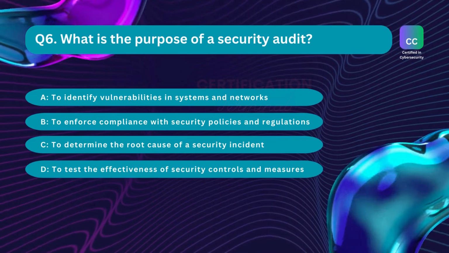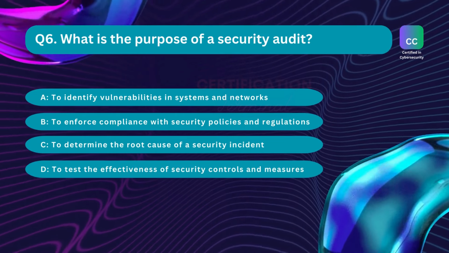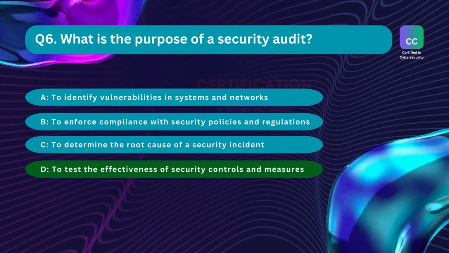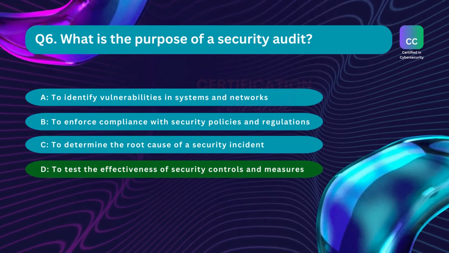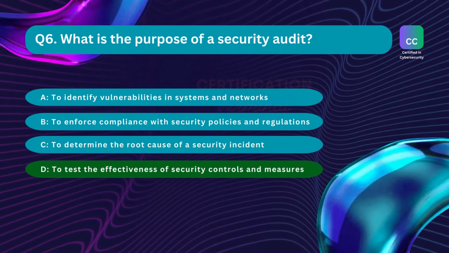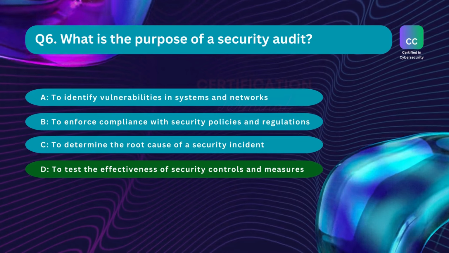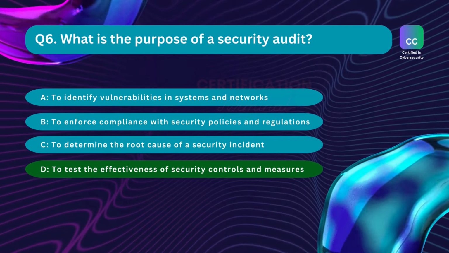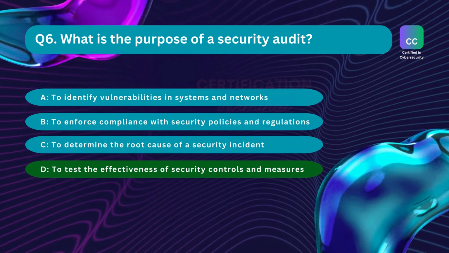To test the effectiveness of security controls and measures. The correct answer is Option D. A security audit is conducted to evaluate and test the effectiveness of security controls and measures implemented within an organization. It aims to identify gaps, weaknesses, and areas of improvement in the security program.